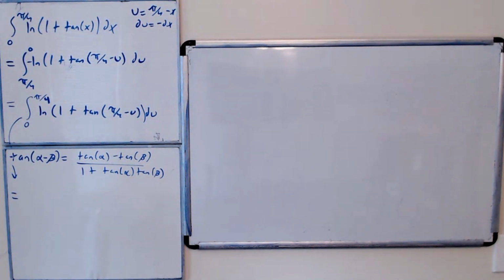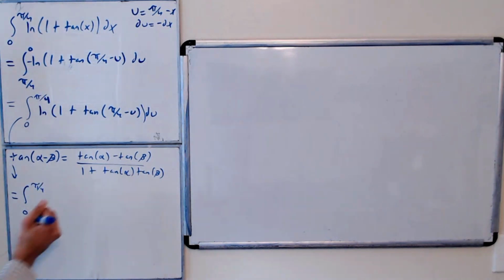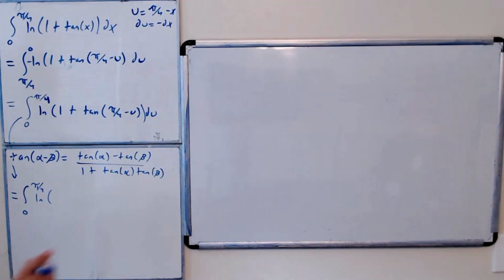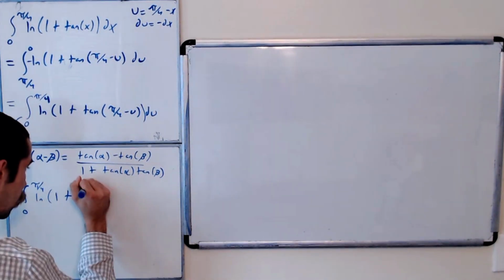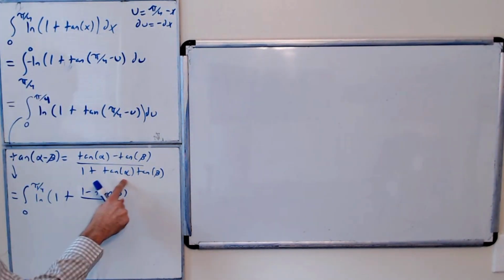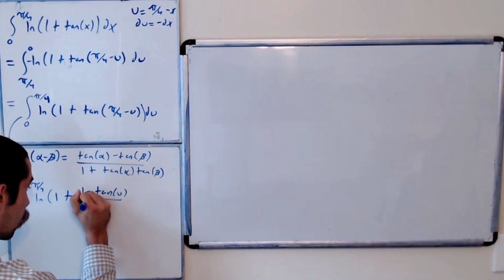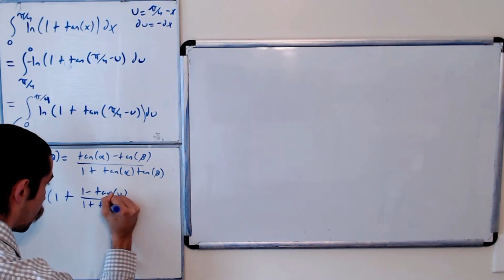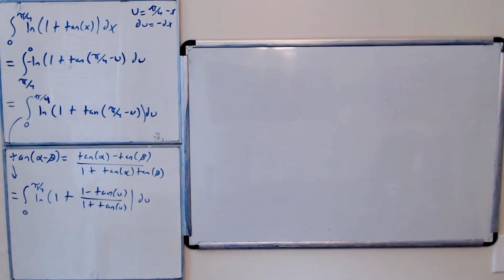Okay, so our integral becomes the integral from 0 to pi over 4 of ln of 1 plus 1 minus tan of u over, again, tan of pi over 4 is just 1, over 1 plus tan of u du.